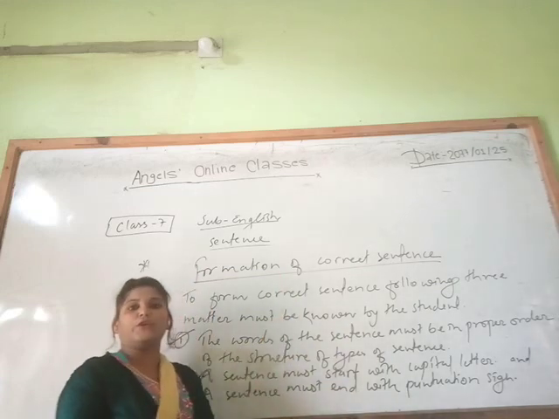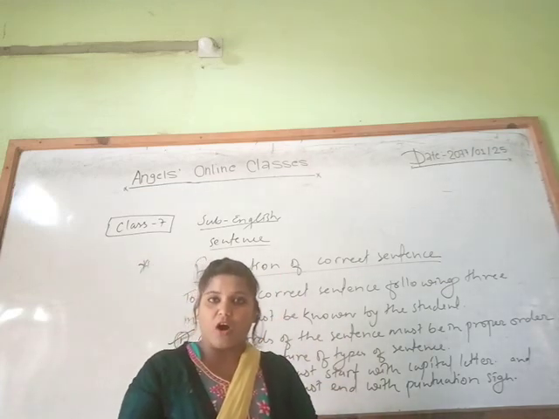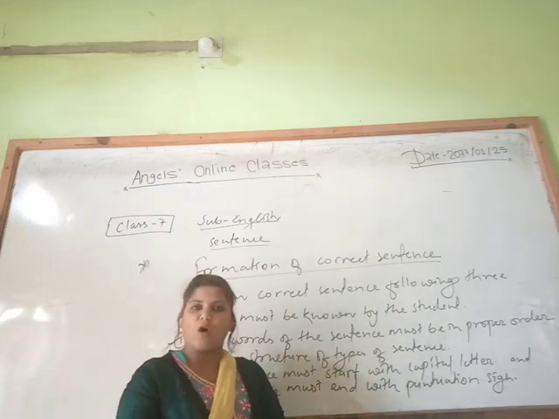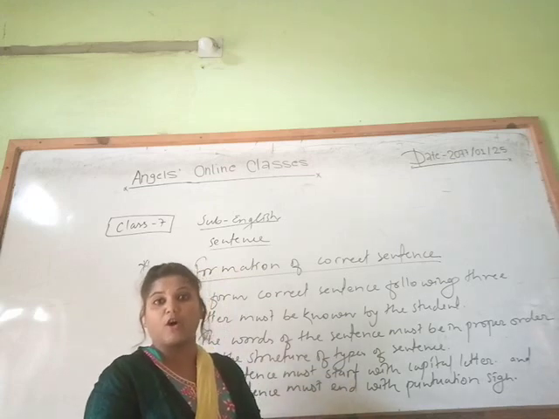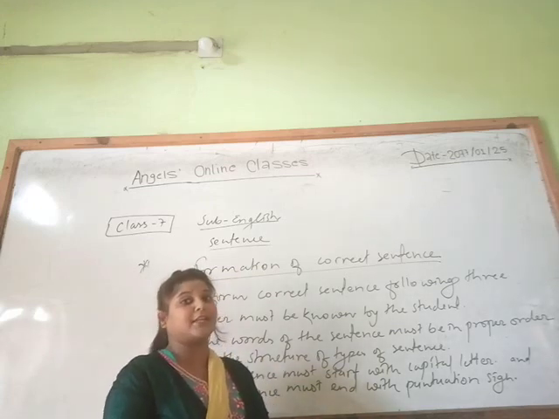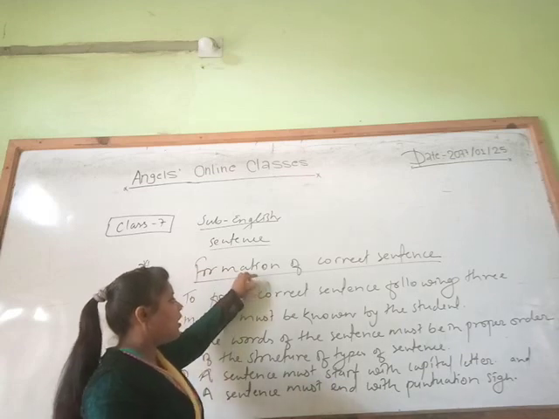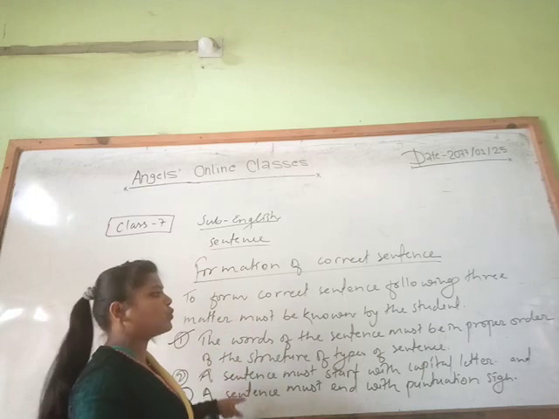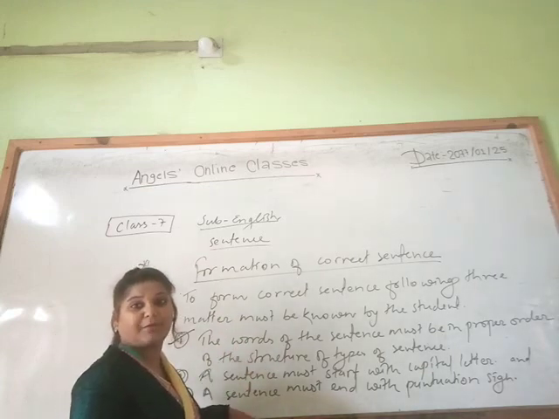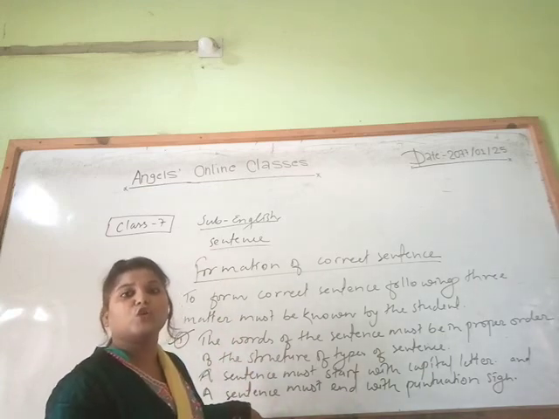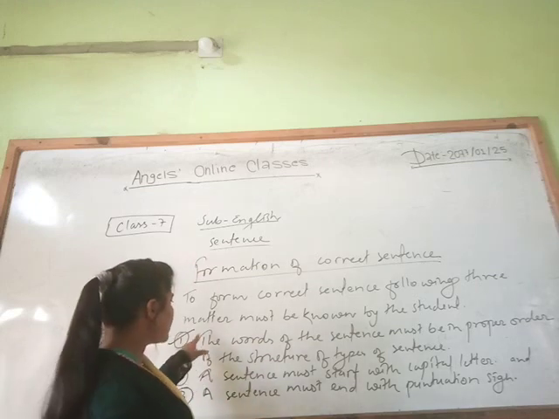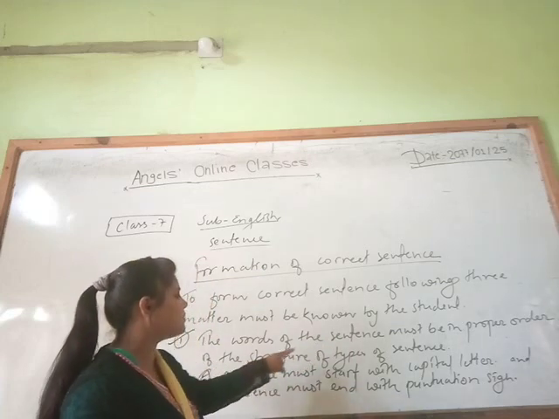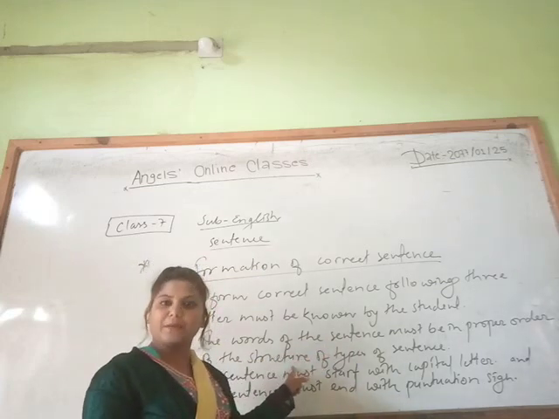So here I have taught you, a sentence is a group of words which gives sensible meaning. If you have arranged the words in improper order according to the type of sentence, that cannot be a sentence. Means to form correct sentence, three rules are here. All these three rules must be in the concept of the student to write correct sentence. So first one is here, the words of the sentence must be in proper order of the structure of the type of sentence. Means there are different types of sentence.